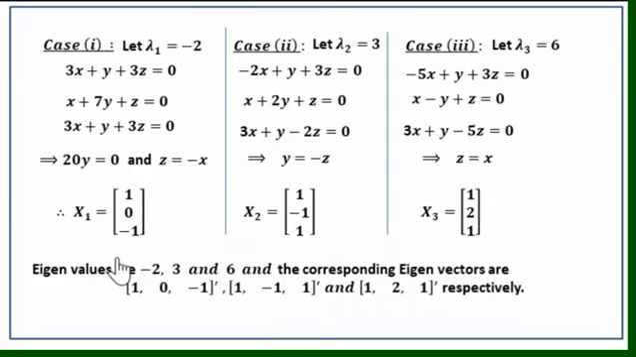So the eigenvalues are minus 2, 3, 6, and the corresponding eigenvectors are the column vector (1, 0, minus 1), or the row matrix transpose (1, 0, minus 1), and (1, minus 1, 1) transpose, (1, 2, 1) transpose respectively.